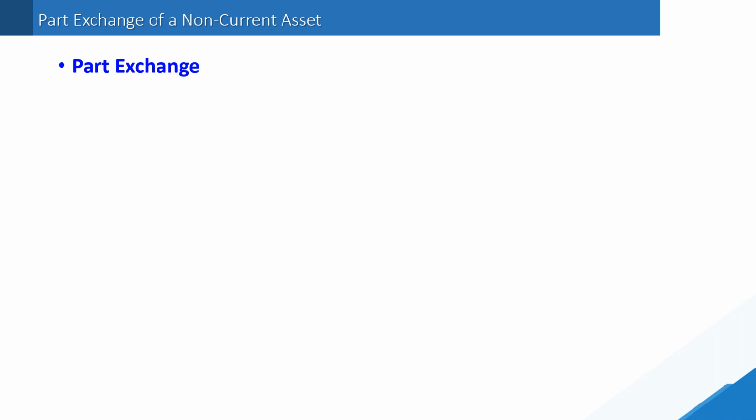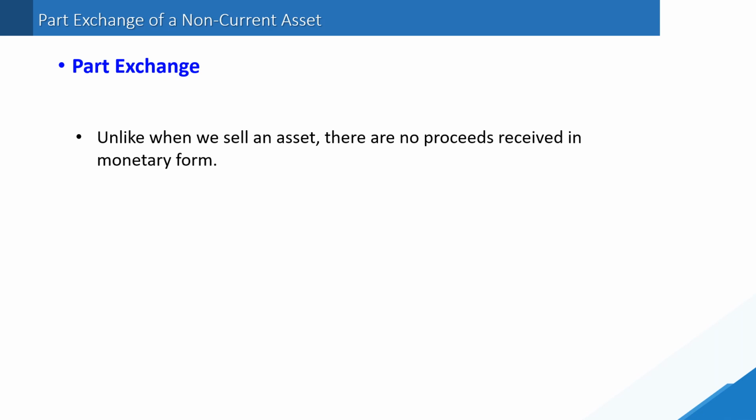Up until now, we focused our efforts on what happens when we dispose of a non-current asset. But what happens when a business decides to part exchange an asset? We need to be comfortable with being able to record this in our accounting records. And of course there are similarities between the two, but there are distinct differences. And the primary one is that we don't physically receive any funds upon the part exchange of the asset. No funds are actually received.